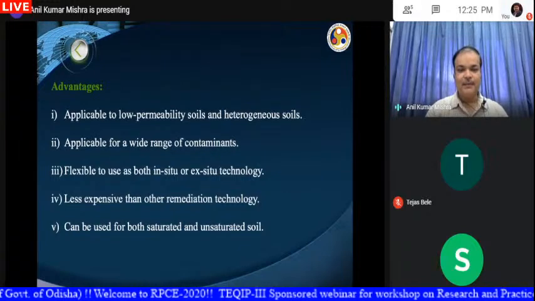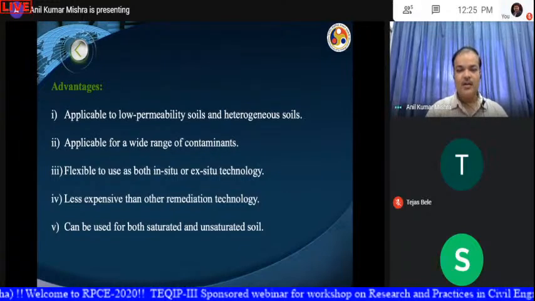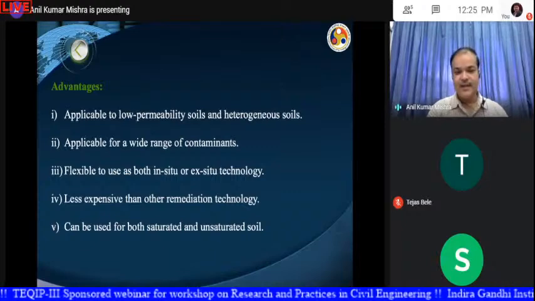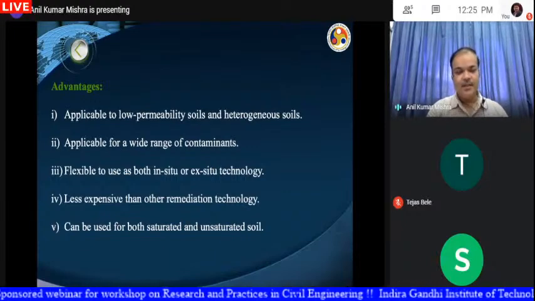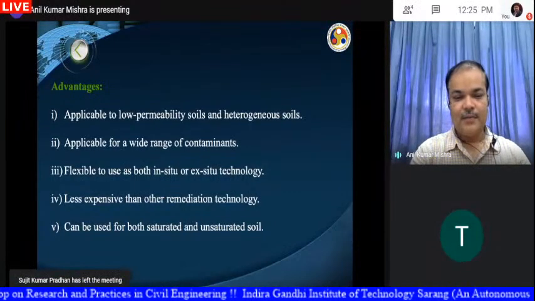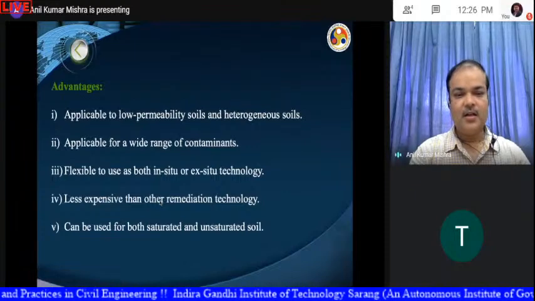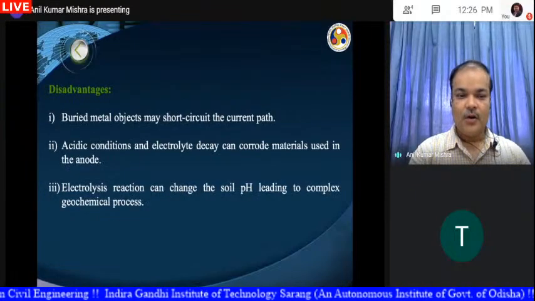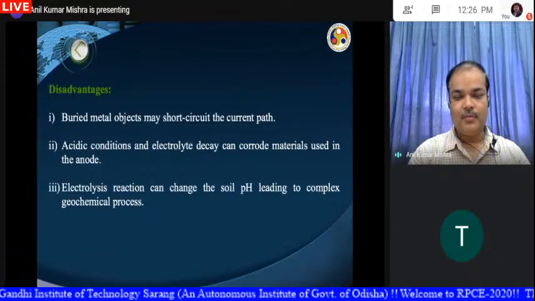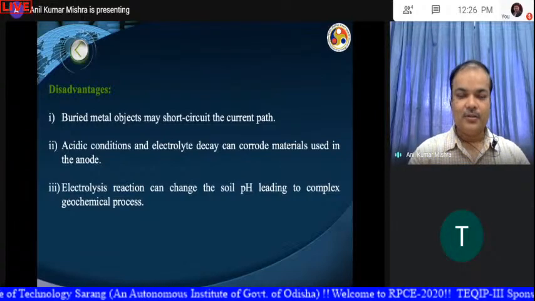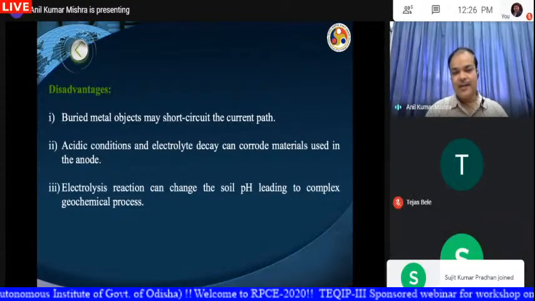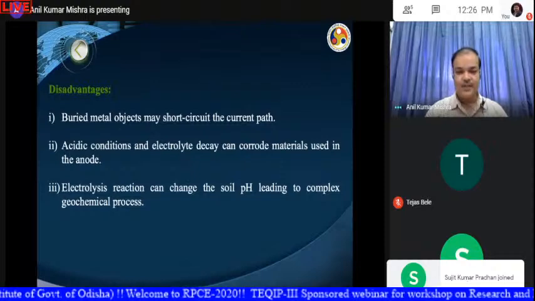So this is applicable to low permeability soil and heterogeneous soils, and also it's applicable for a wide range of contaminants. It can be in situ or ex situ, and it's very inexpensive and can be used for both saturated and unsaturated soil. However, if there is a buried material inside the soil, then there may be a problem with a short circuit. And also, if an acidic condition exists in the soil, then the electrodes may deteriorate.